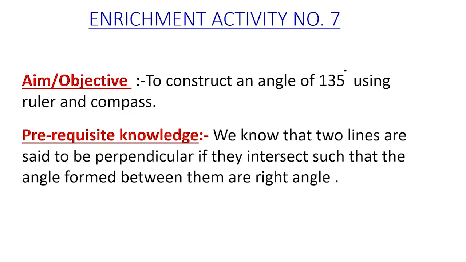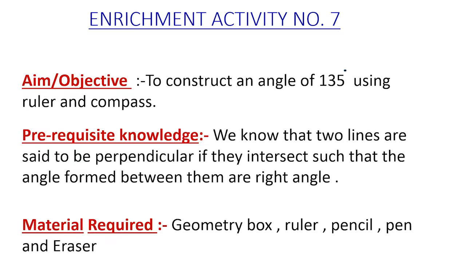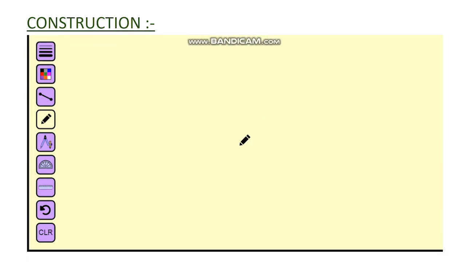Before we go ahead with this activity, we must know that two lines are said to be perpendicular if they intersect such that the angle formed between them is a right angle. That means they are 90 degree. Now here in this activity we will be using the materials: geometry box, ruler, pencil, pen and eraser. Learn how to construct an angle of 135 degree using ruler and compass.